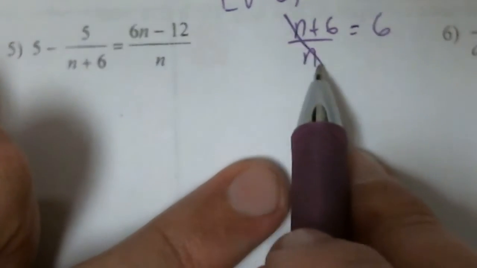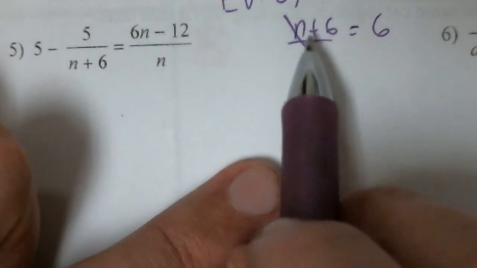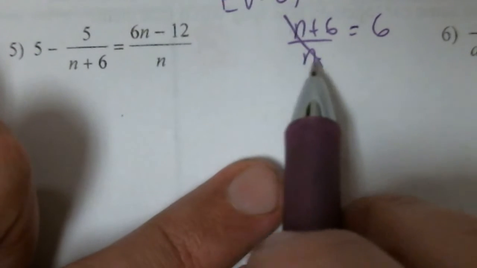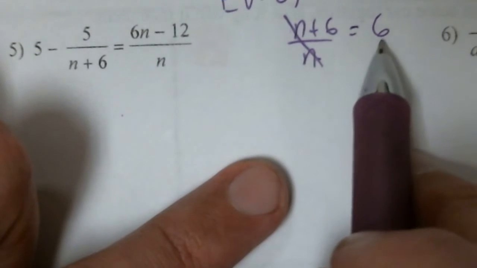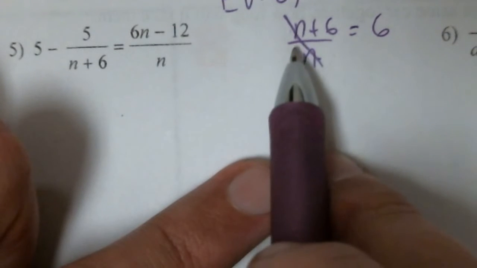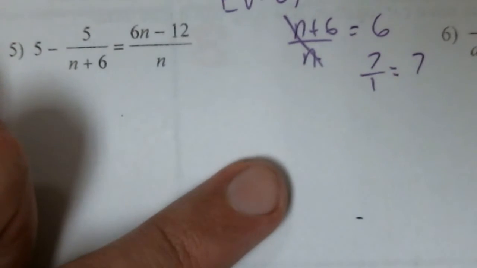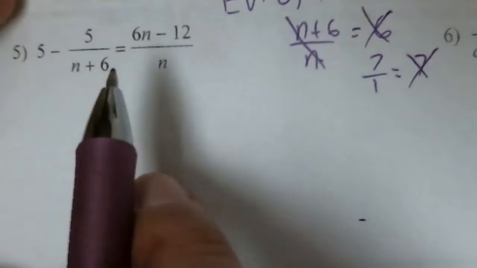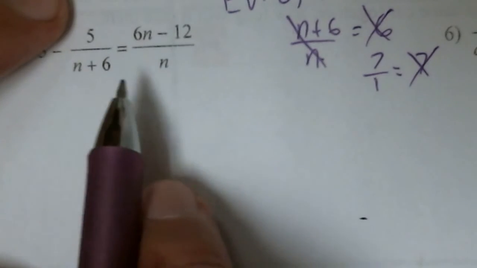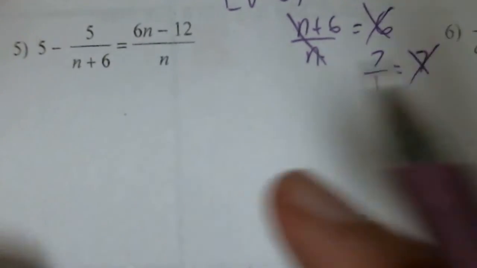If you just plug in a number, let's just say n is 1. If n is 1 and you cross out the n's, you're saying that this simplifies to 6. But clearly that's not the case, because n is 1, you've got 1 plus 6 over 1. 6 is not the same thing as 7. So clearly you can't do that. Okay, so there's nothing common between n plus 6 and n. So when there's nothing in common, you have to multiply the two things together. So my common denominator in this one is actually n times n plus 6.